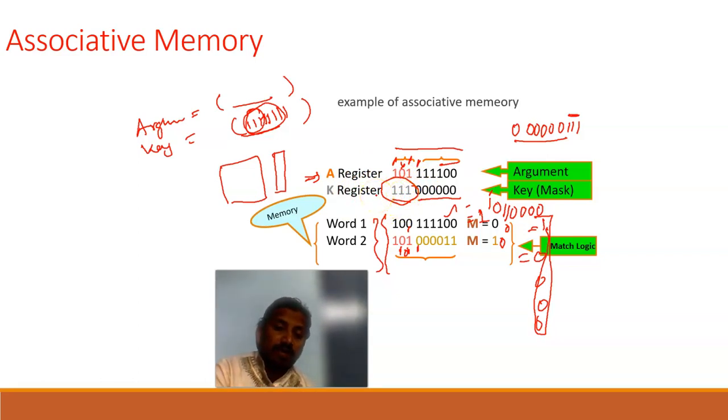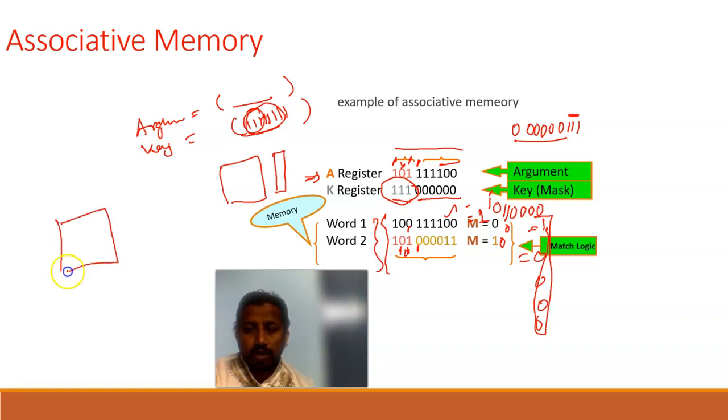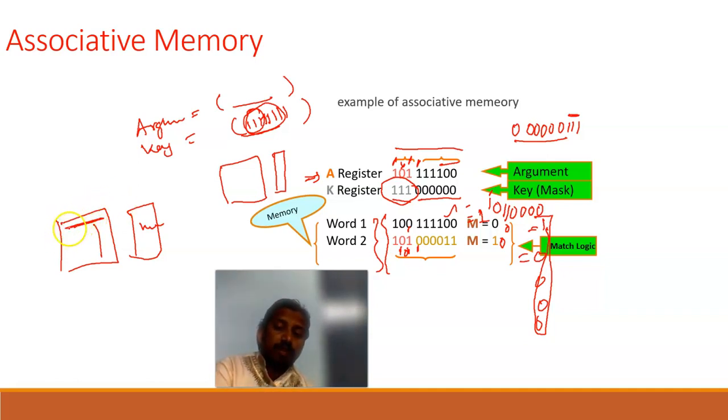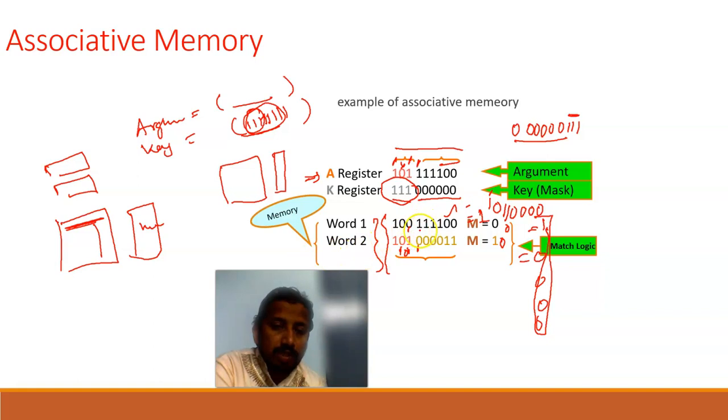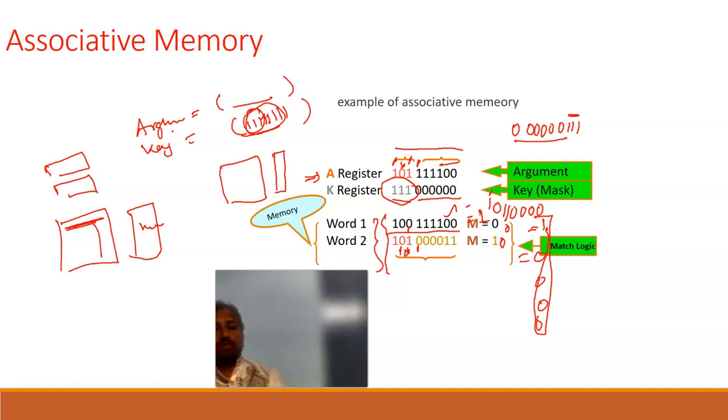Now, what is the size of this argument register and the key register? This is also related to the memory. In your memory, the number of words is equal to the number of bits in the match register. Now, the word length, whether it is 8-bit, 16-bit, or 20-bit, whatever the word bit length is, the size of the key register and argument register would be the same as the word length. So here, how many bits? 9 bits. 9-bit word length means you would have the argument register and the key register equal to 9 bits.